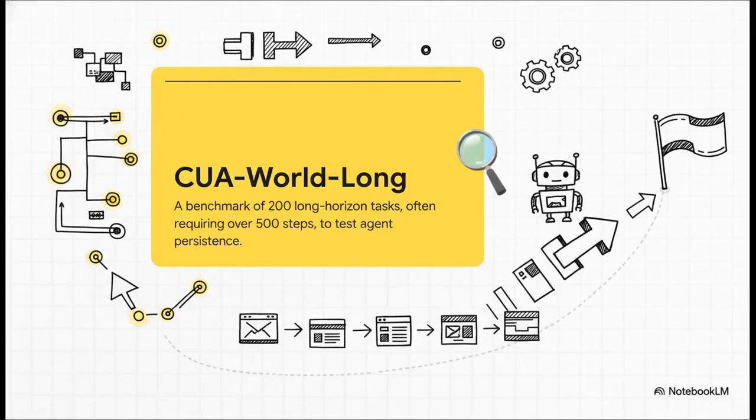A big part of this is COI World Long, and when I say this is a tough benchmark, I mean it. It's a set of 200 tasks, one for each piece of software. And these are not just a few clicks, these are long horizon challenges, often needing more than 500 steps to finish, which is just way beyond what most benchmarks are testing today.